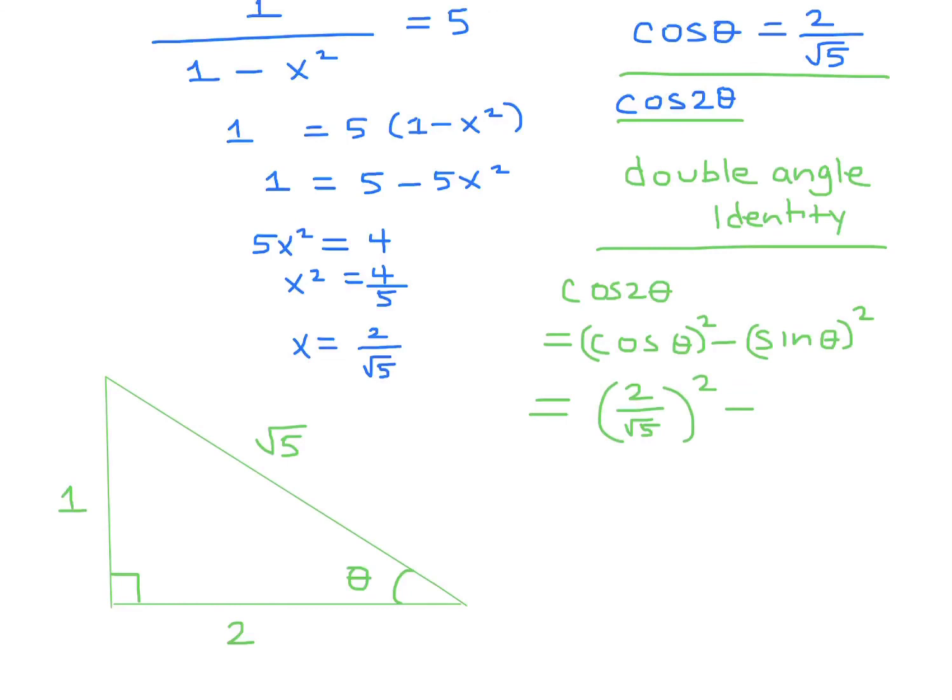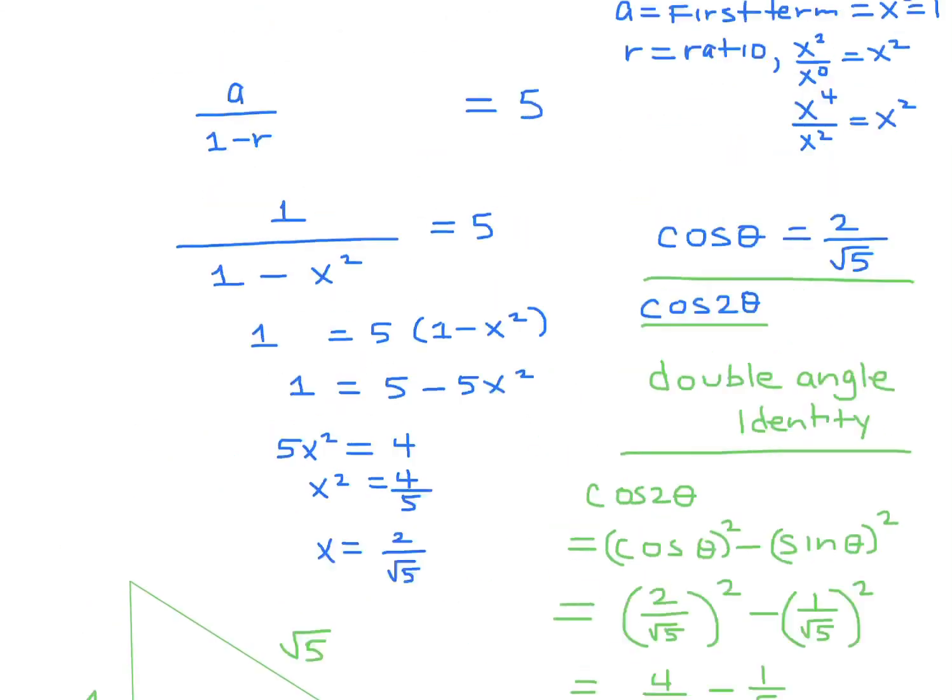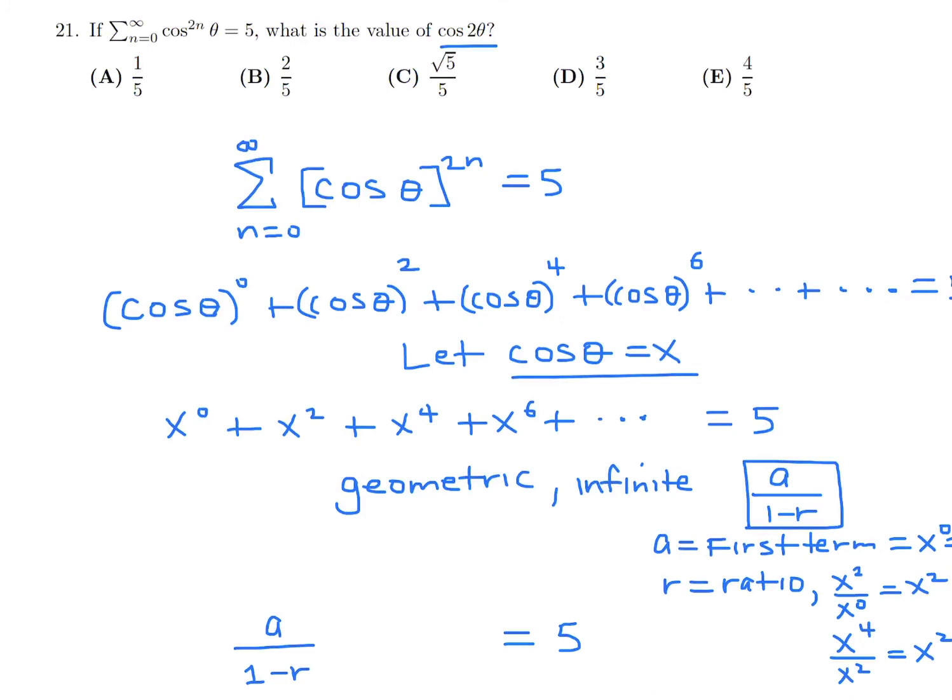Sine theta, okay, sine is opposite over hypotenuse, so that will be 1 over root 5, all squared. So this will be 4 over 5, and this will be 1 over 5, and therefore this is 3 over 5. And that is equal to cos 2 theta. So there you have it. So therefore this 21 is equal to 3 over 5, which is choice D.